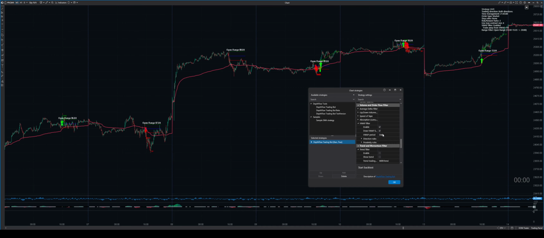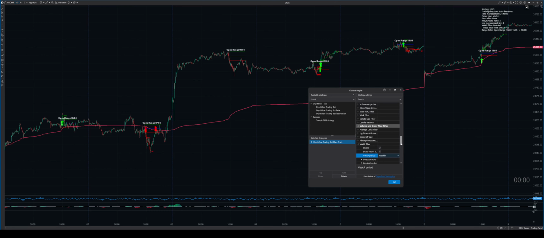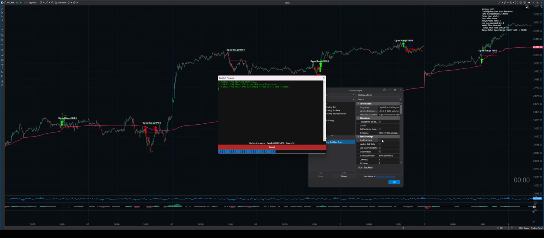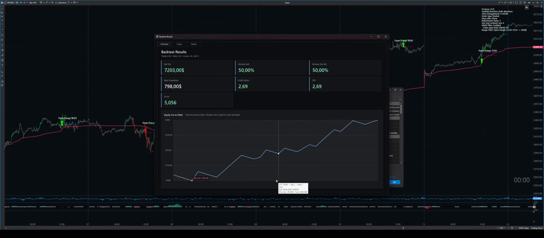As a general rule, I take a look at the weekly VWAP here because anyone who knows my training understands how the volumes tend to build up, and that's exactly why the week is, of course, much more important. And now we're going to take a look at the whole thing. Yes, and I immediately get a noticeably better result. Yes, that means my drawdown is still manageable at $798, and I have a P&L of $7,203 here, a win rate of 50%, and a risk reward ratio of 2.69. Okay.